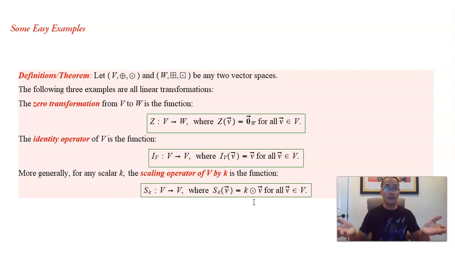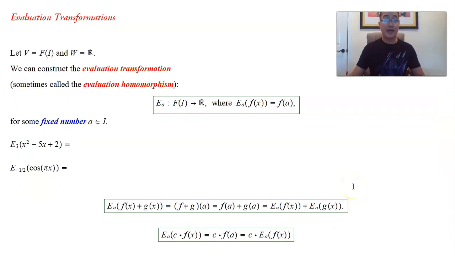Oh, wait a minute. We have the distributive property. 3 times (V plus W) is the same as 3 times V plus 3 times W. And those are S3 of V and S3 of W added together. So we have additivity, and of course we also have homogeneity. Okay, how about a little algebra?